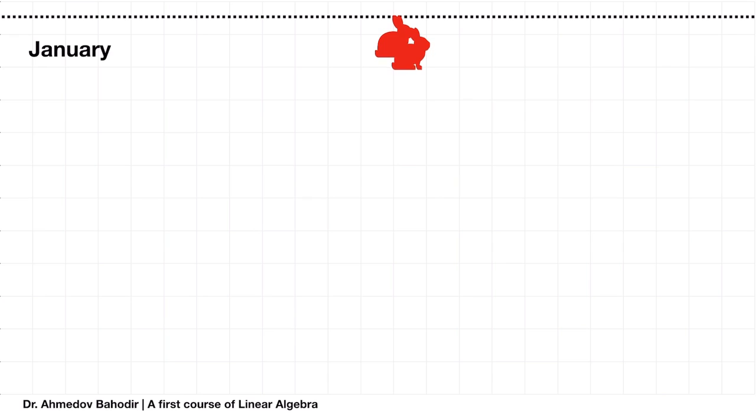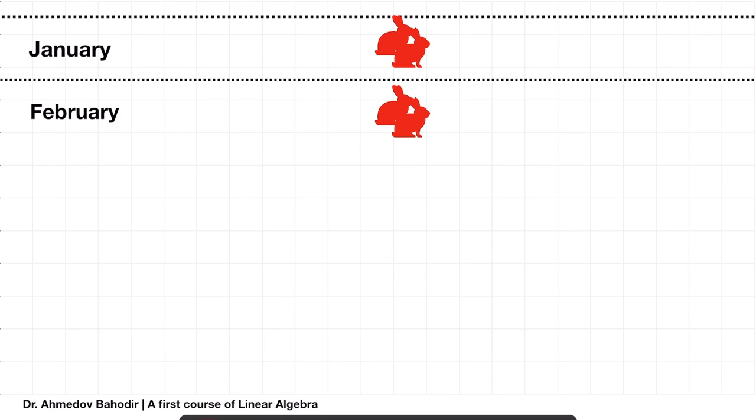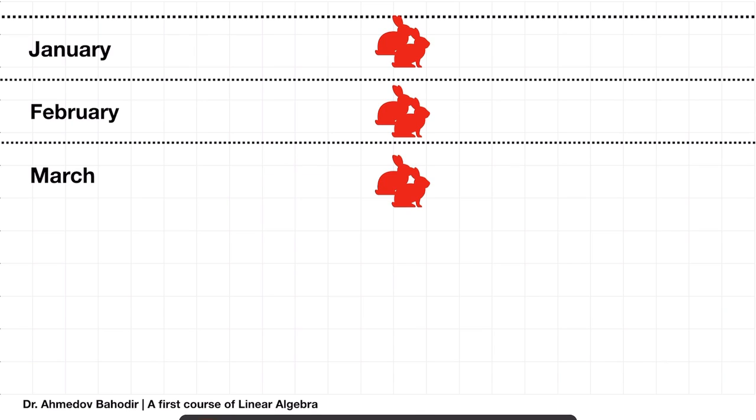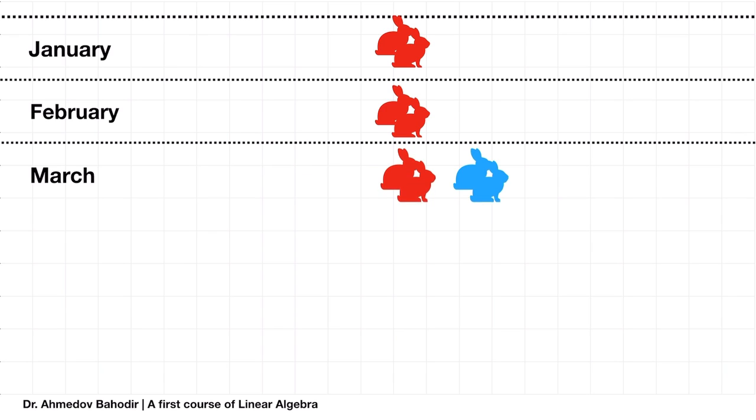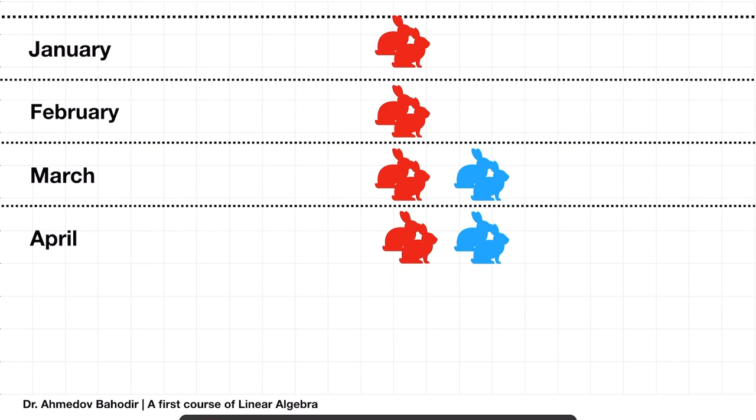So in January, he used to have just a pair of rabbits. In February, they are still not mature, so they are not going to give birth to newborn rabbits. In March, he has now the mature pair of rabbits, so they are going to give birth after 2 months. So in March, he is going to have two pairs of rabbits. In April, he is still going to have these two pairs.